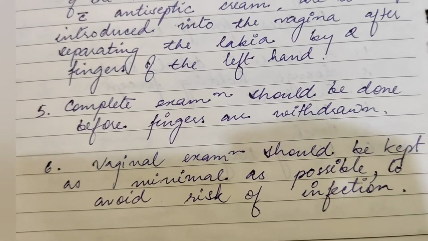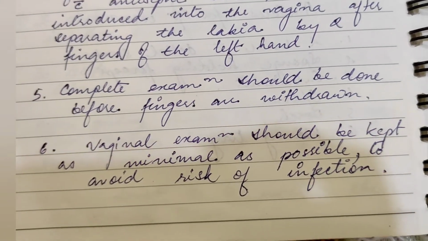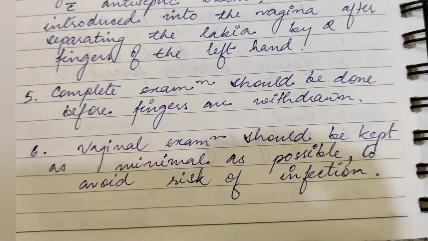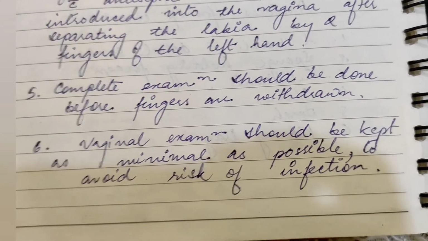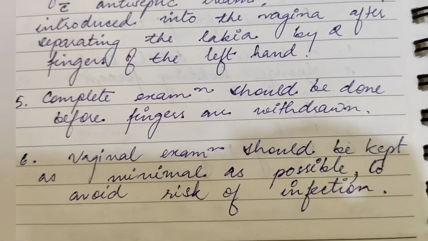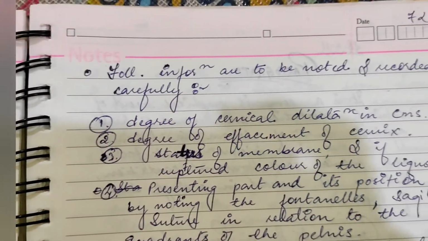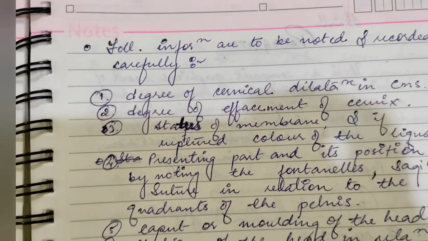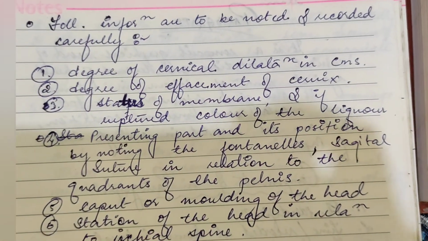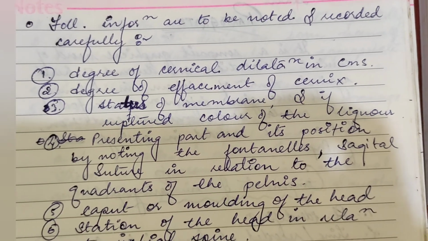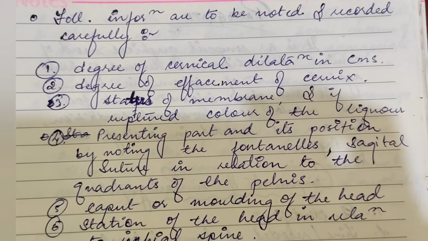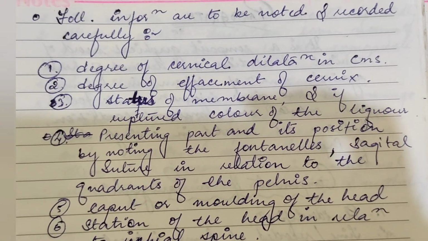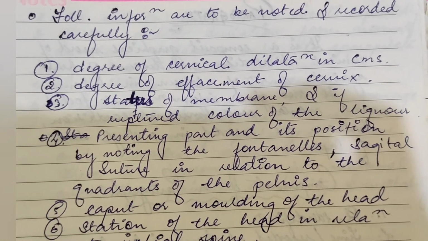Number 5, complete examination should be done before fingers are withdrawn. Number 6, vaginal examination should be kept as minimal as possible to avoid risk of infection. Following information are to be noted and recorded carefully. Number 1, degree of cervical dilatation in centimeters. Number 2, degree of effacement of cervix. Number 3, status of membrane and if ruptured, the color of the liquor.